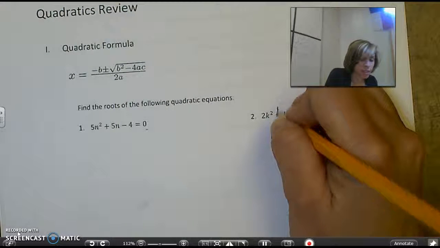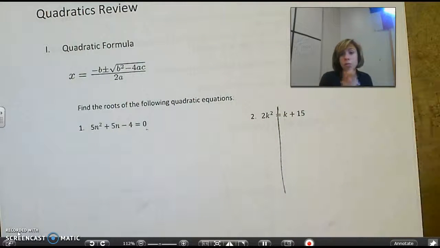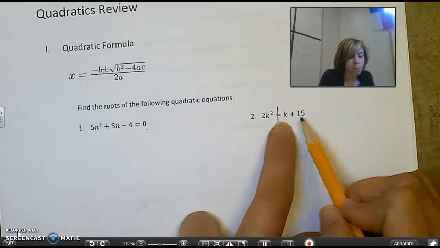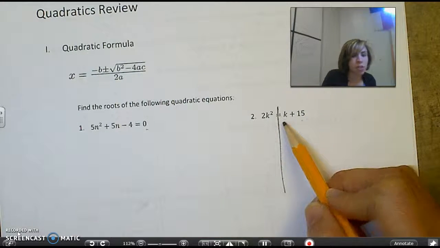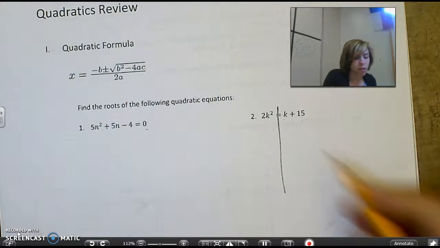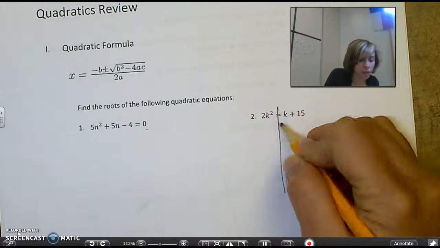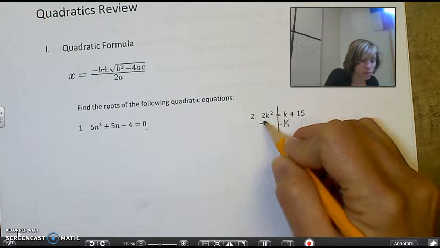So you're going to put a line down the equal sign. I like to do that so you can see which is one side and which one is the other side. Okay, so I need to move all of these to the other side of the equal sign. So the way I do that is I do inverse operations. So if this is positive k, this is going to become negative k, so I can move it over here.